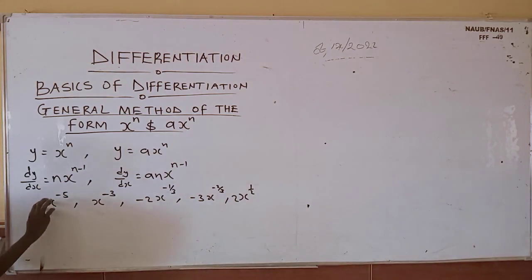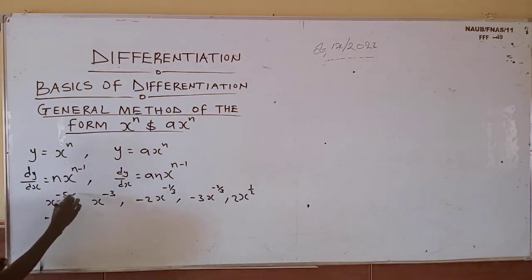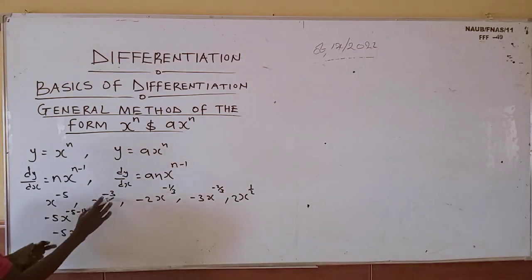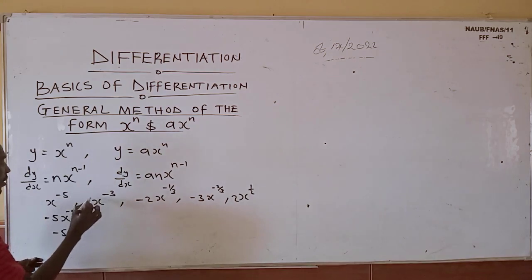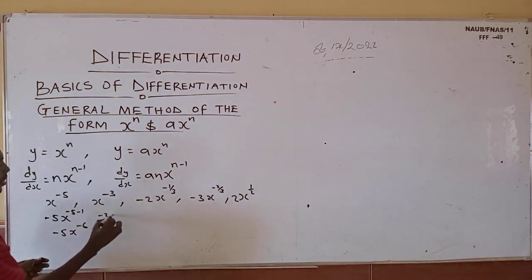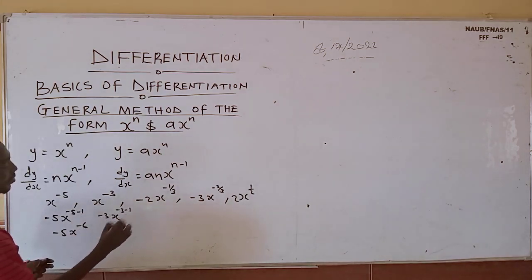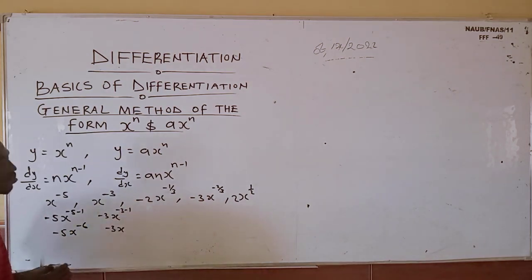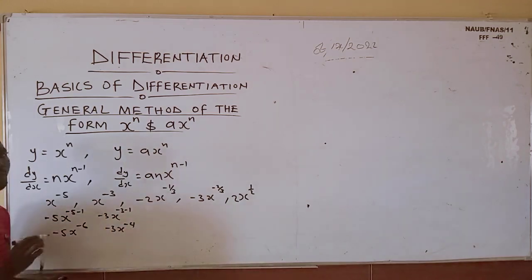Minus 5 will come to the back. I'm going to have minus 5 s to the power of, then you subtract 1, which will be what? Minus 5 minus 1. So our answer will be what? Minus 5 s to the power of minus 5 minus 1, which is minus 6. So this will be our answer. Solve this also. If you solve this, we are going to have minus 3 will come to the back, minus 3, then s to the power of minus 3 minus 1. So we are going to have minus 3 minus 1, which is nothing but what? Minus 4.